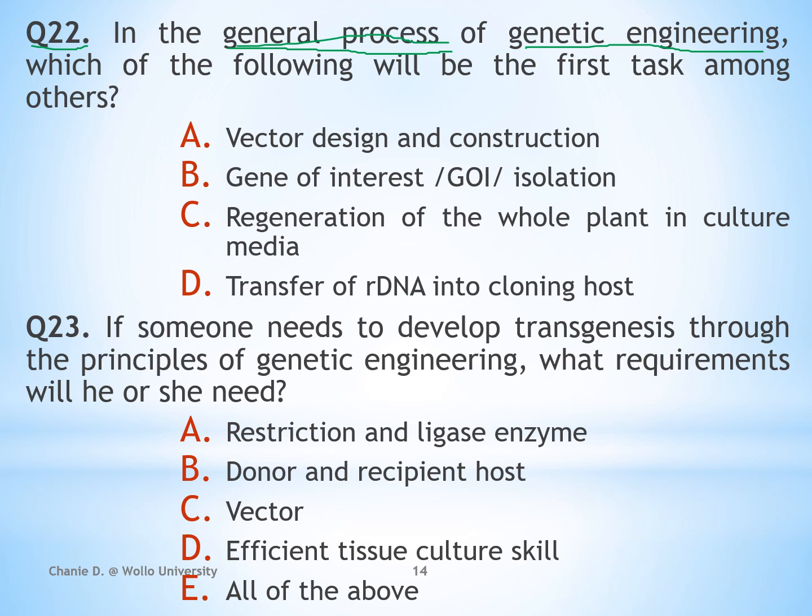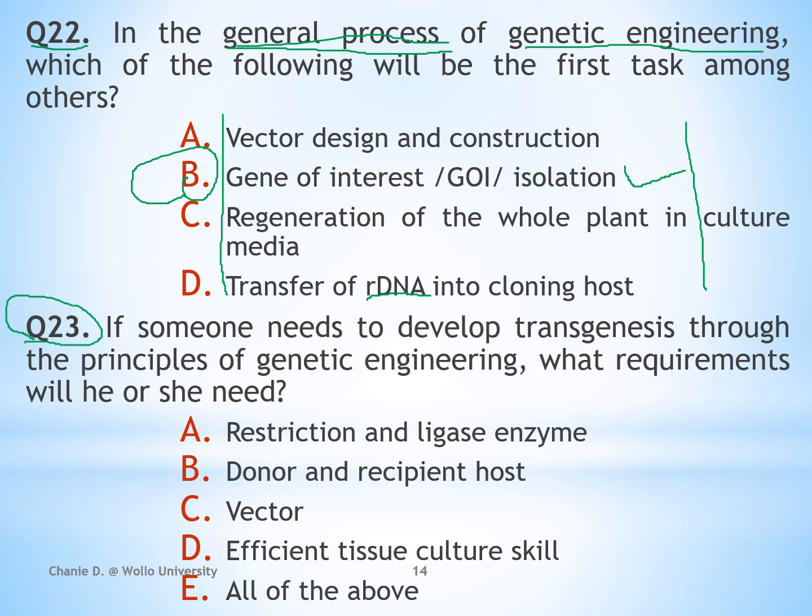So based on this general process, from those given alternatives, which one is the first task in the process of genetic engineering? Vector design and construction: before having a vector, we have to have a gene of interest. Regeneration: before regeneration, there are many tasks. Transfer of recombinant DNA to the cloning host: before formation of recombinant DNA, we need to have the gene of interest. So preparing the gene of interest is the first task among those given alternatives. So B is the correct answer for question 22.